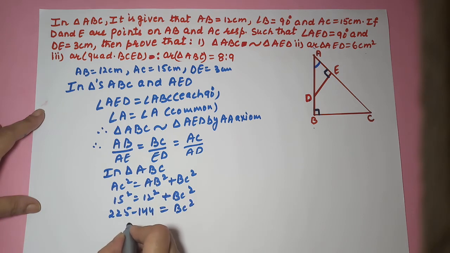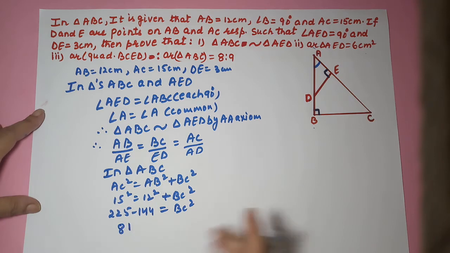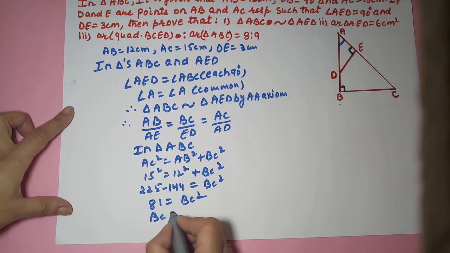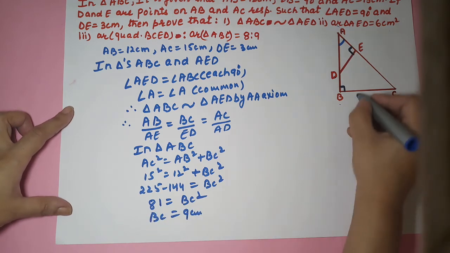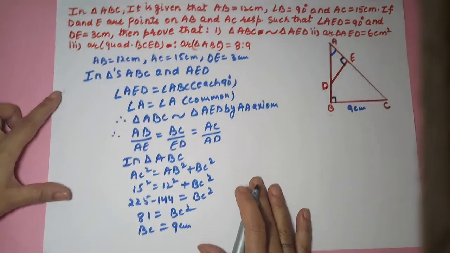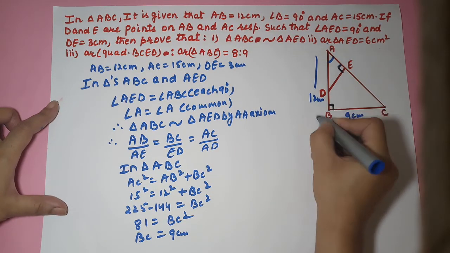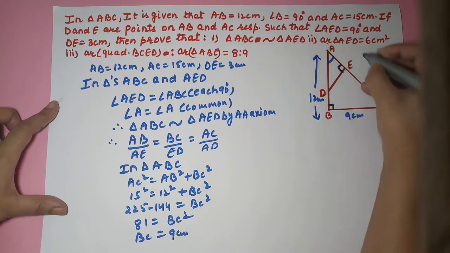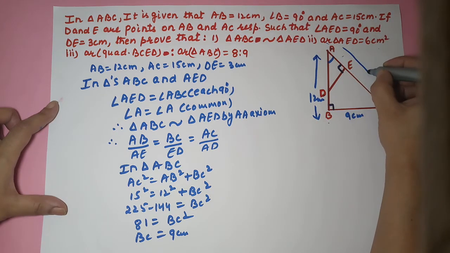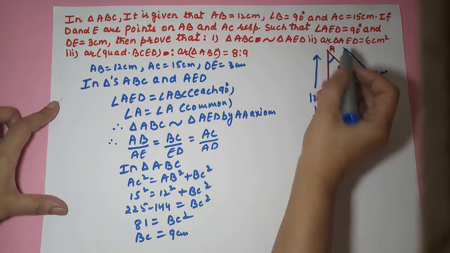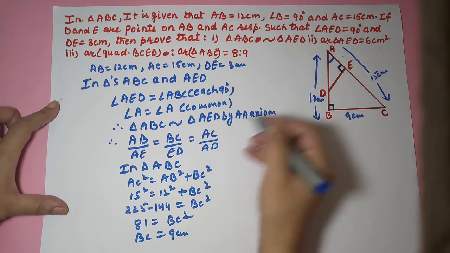So this becomes 81. This is equal to BC square. So my BC is equal to 9 centimeters. I have found BC as 9 centimeters. I have my AB as 12 centimeters and I have this entire AC as 15 centimeters. Alright? Okay. Fine.